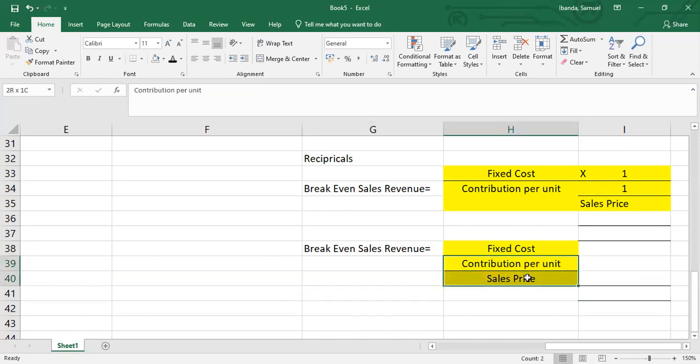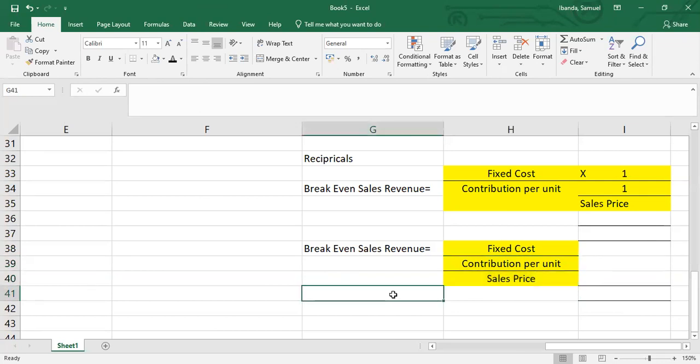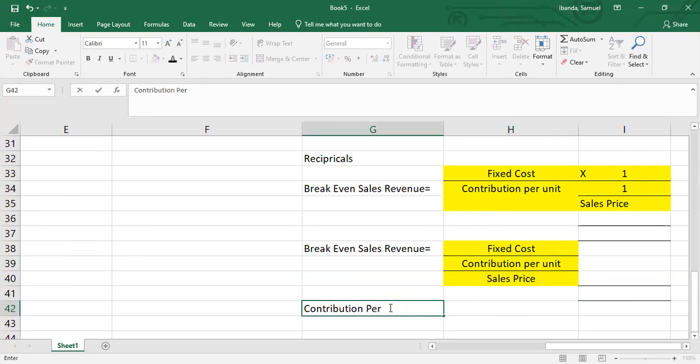Now, this contribution per unit divided by sales price is also called the contribution per sales ratio. We call it contribution per sales ratio. You get it? Or contribution per unit per sales ratio, like that.